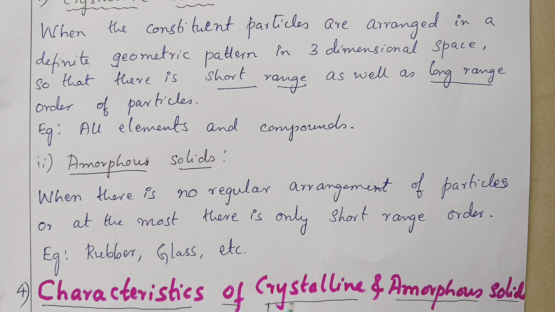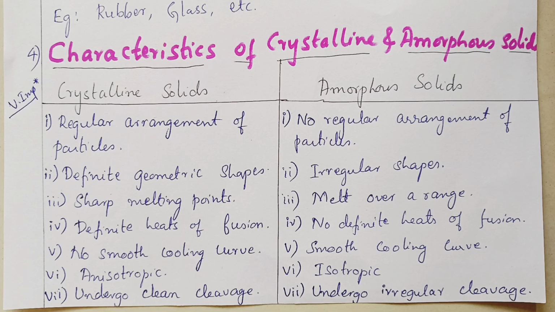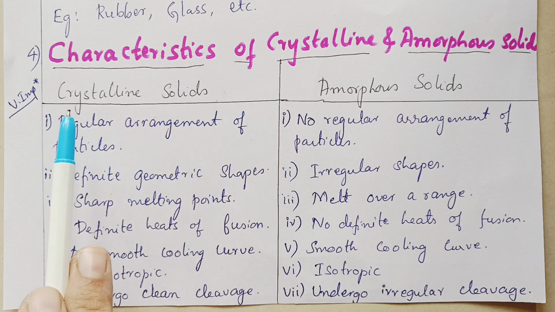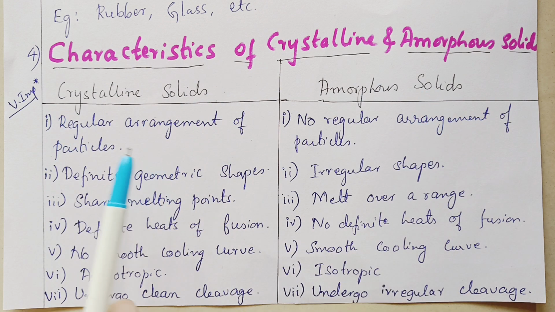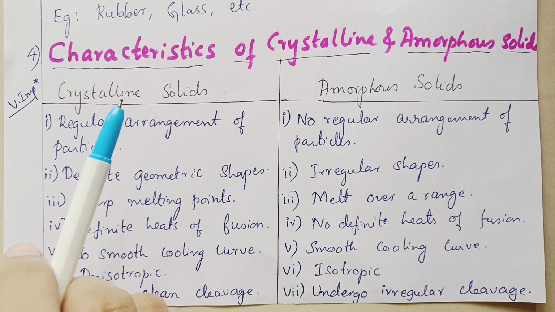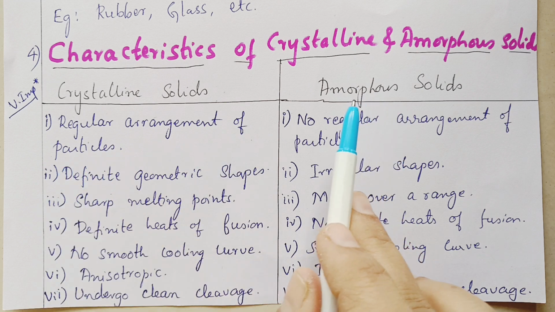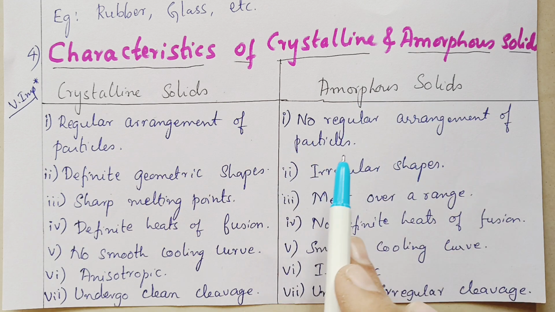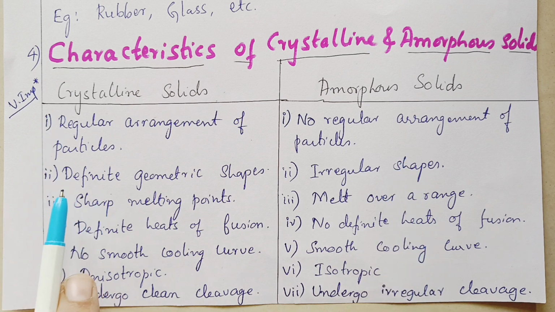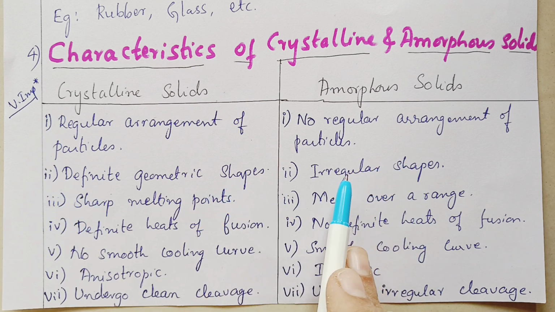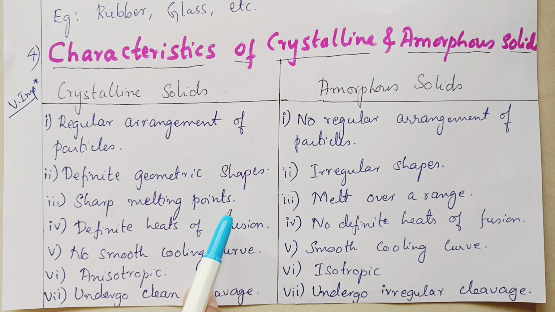Let's see the characteristics of crystalline and amorphous solids. I'll explain this topic by taking differences between crystalline and amorphous solids, which is very important for your exam. In case of crystalline solids, we can find regular arrangement of particles, whereas in amorphous solids, there is no regular arrangement of particles. These have definite geometric shapes, but amorphous solids have irregular shapes. Crystalline solids have sharp melting points and definite heats of fusion, but amorphous solids melt over a range of temperature and they don't have definite heats of fusion also.